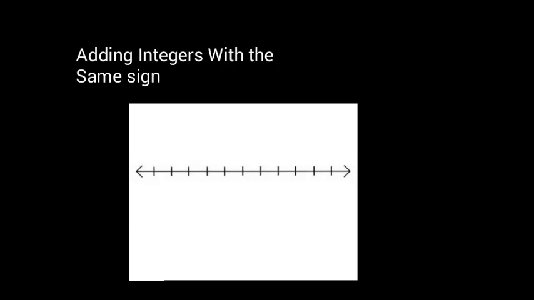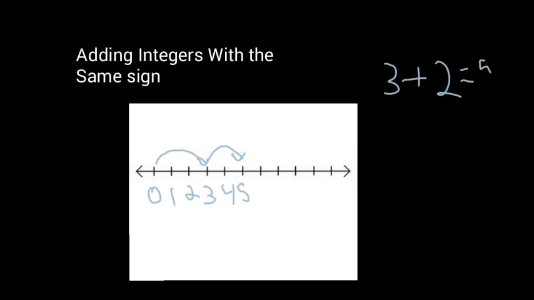Alright, today we're going to go over adding integers with the same sign. So, you've been doing this ever since you started adding. If you just started with something basic, 3 plus 2, on a number line here, start at 0, we go to 3, and then we go 2 more to get us to 5. So again, this is something you've been doing ever since you started adding. We're just adding a little bit more to it this time.